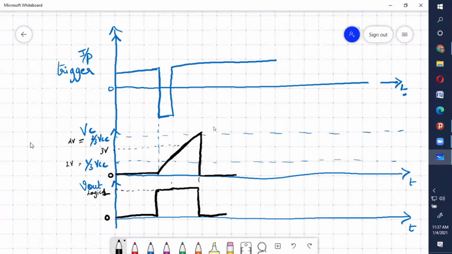Now please see here. Whenever I apply a negative trigger, capacitor is doing what here? Slowly it is increasing the charge from 0 to 2/3. So what do you call this process? Capacitor is charging. When capacitor is charging, what is your output value, students? 1. Once the capacitor crosses 2/3, what will happen to your discharge transistor?